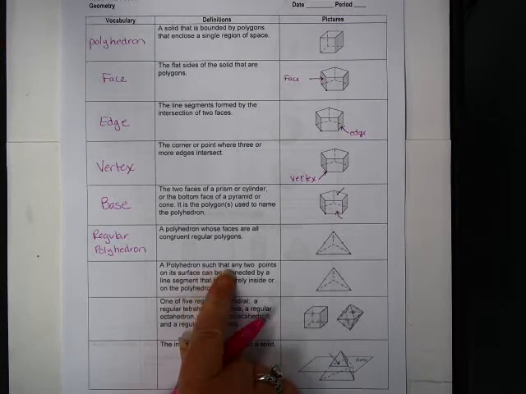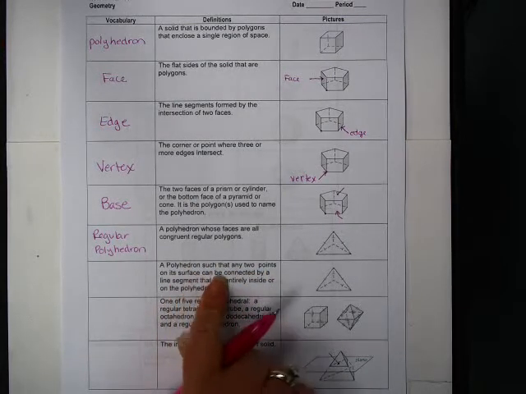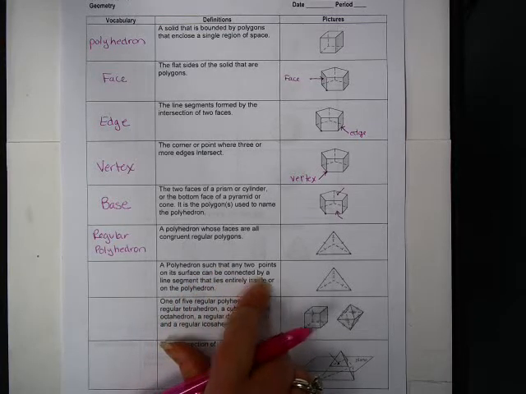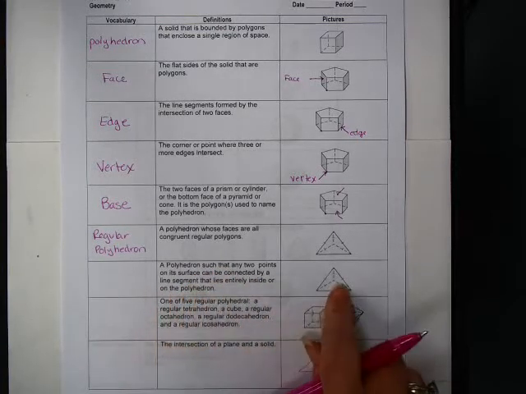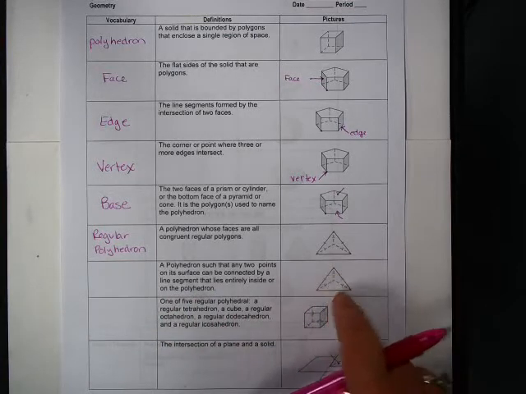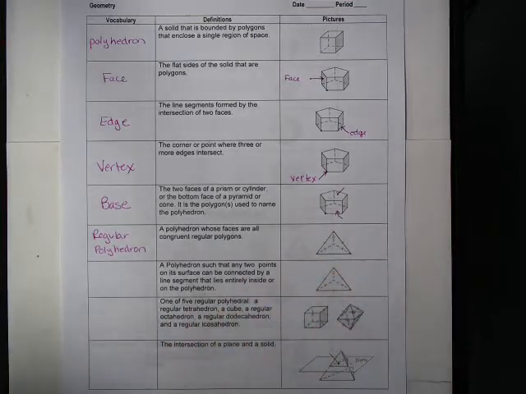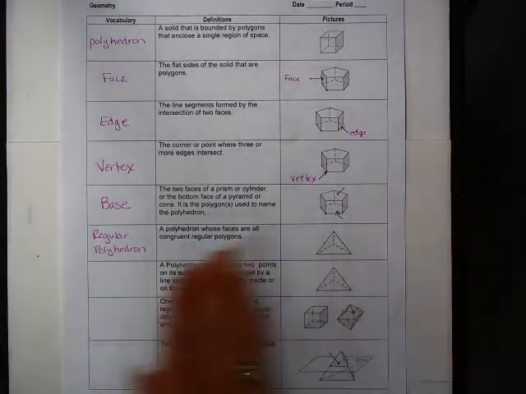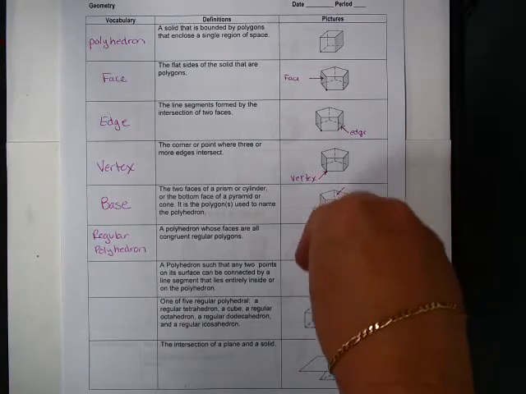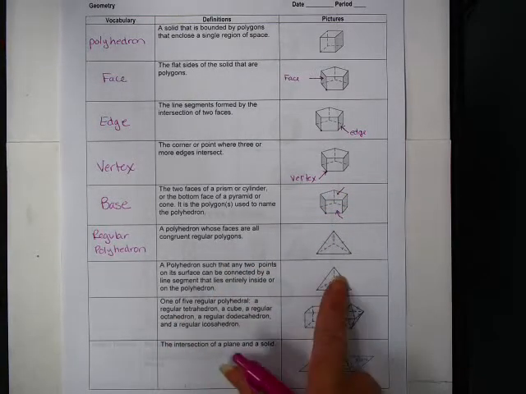A polyhedron such that any two points on its surface can be connected by a line segment that lies entirely inside or on the polyhedron. So what that means is that it doesn't matter what face you set this on, you can turn it over, and if you put it outside and it's raining or you pour a cup of water on it, the water will fall off of it. If there's any surface that curves in, where the water can collect like a cup, then that's not this shape.